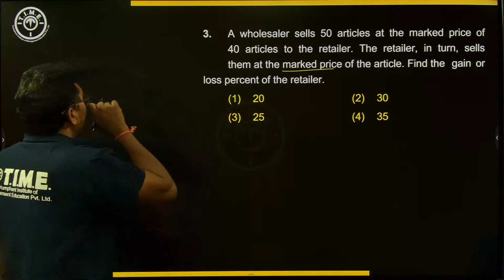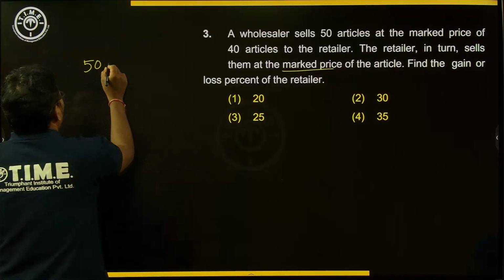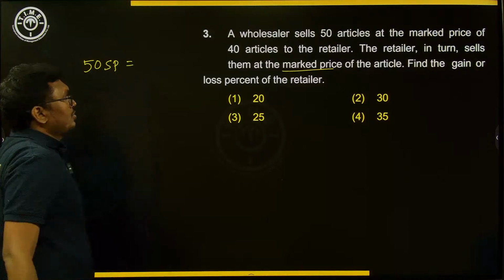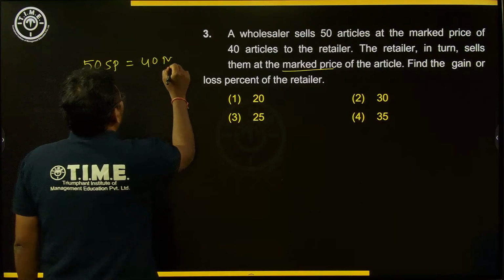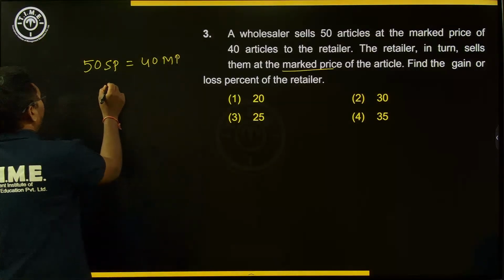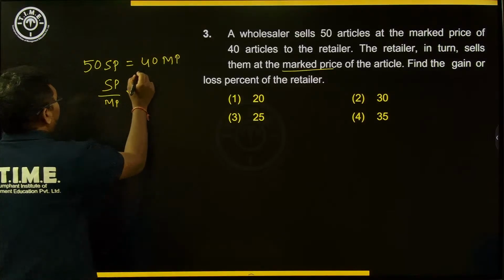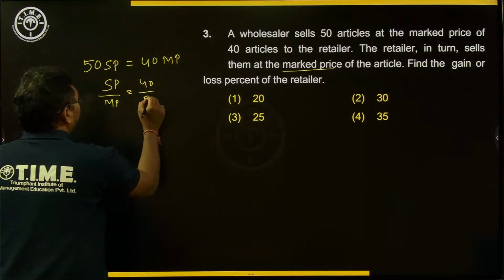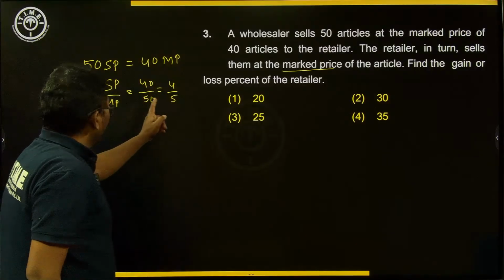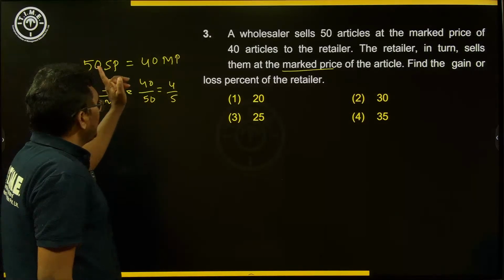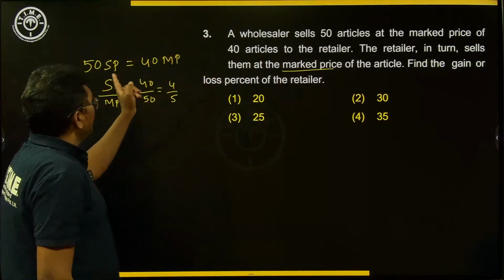So what is given? The wholesaler sells 50 articles, that means the selling price of 50 articles is equal to the market price of 40 articles. So what is the ratio of selling price to market price? This is 40 by 50, that is nothing but 4 by 5. Selling price is 4 and market price is 5. So the wholesaler is selling to the retailer, that means the selling price of the wholesaler is the cost price for the retailer.